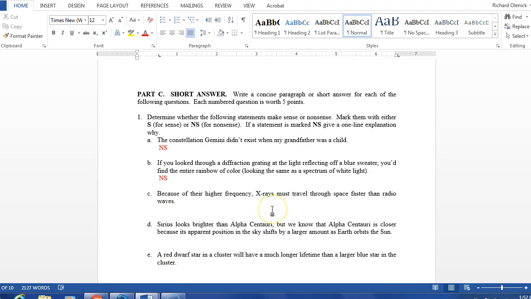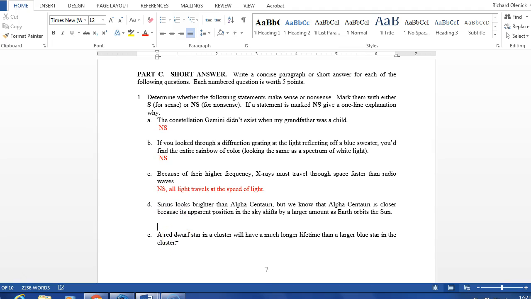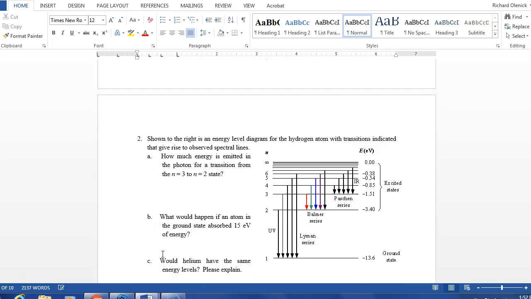Because of the higher frequency, X-rays must travel faster. We already know that's nonsense. All light travels at the speed of light. Sirius looks brighter than Alpha Centauri, but Alpha Centauri is closer because its parallax is larger. That is indeed true. So that makes sense. A red dwarf in a cluster will have a much longer lifetime. We haven't touched upon this yet, so please skip that question.